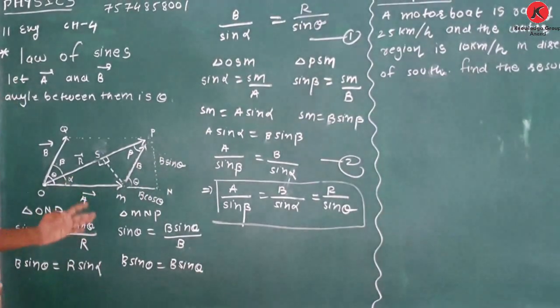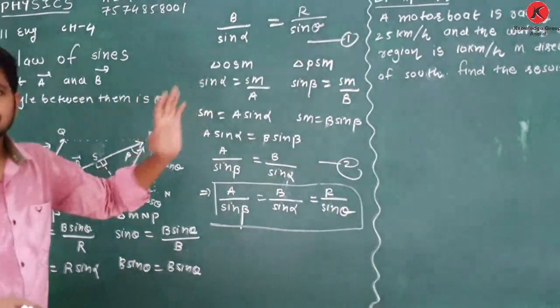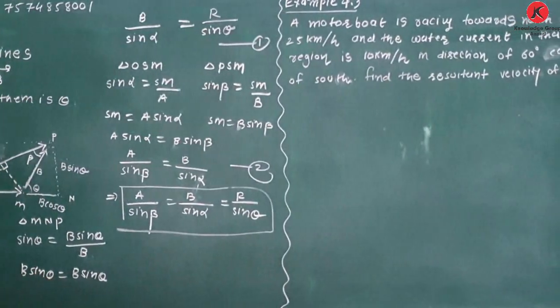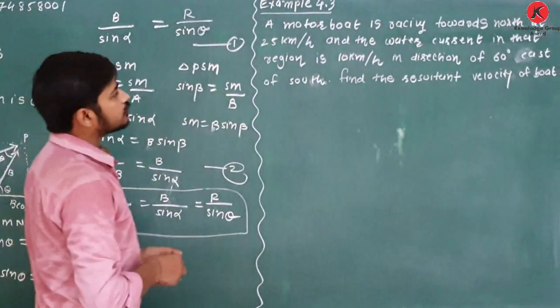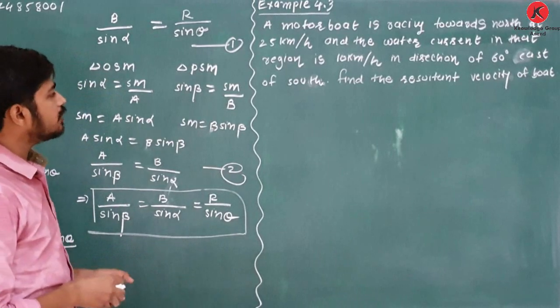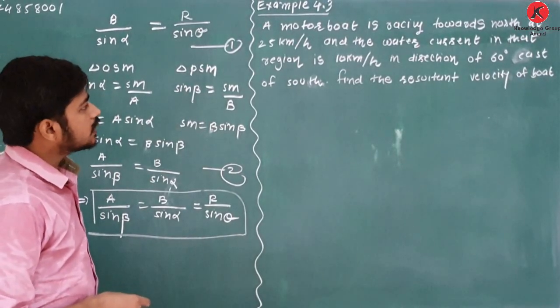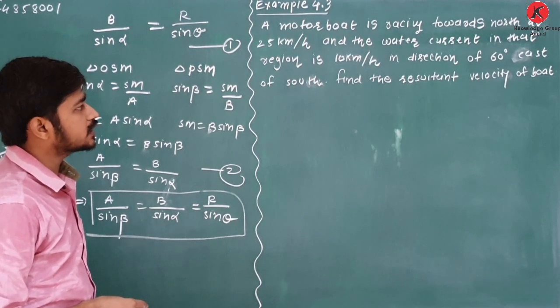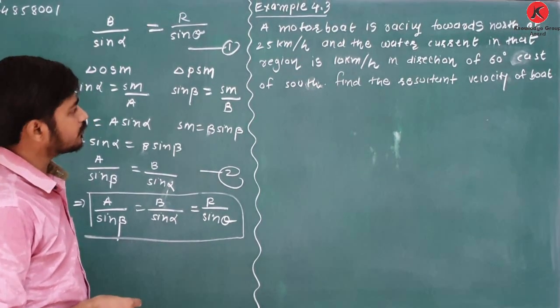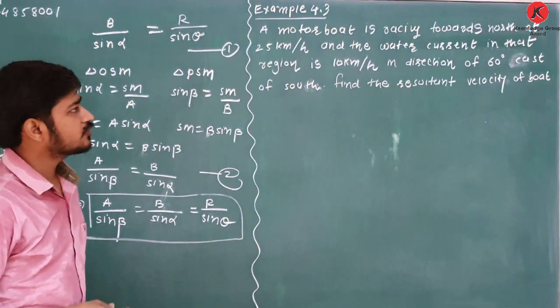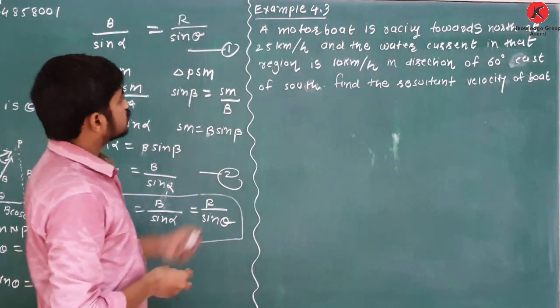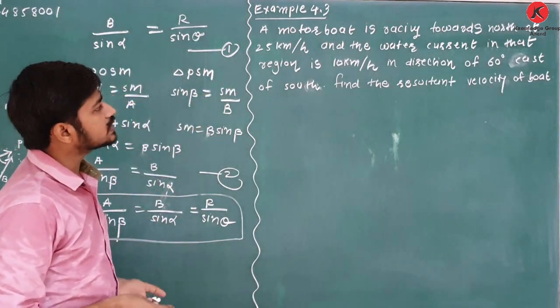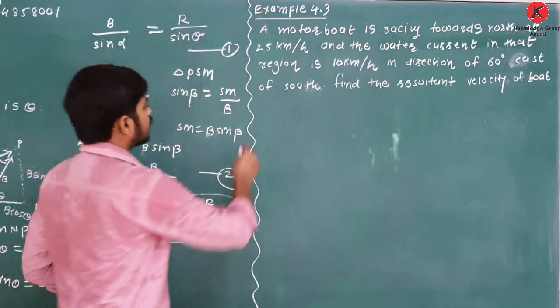Now we will see one question based on this. See, a motorboat is racing towards north at 25 km per hour. And the water current in that region is 10 km per hour in the direction of 60 degrees east of south. Find the resultant velocity of the boat.